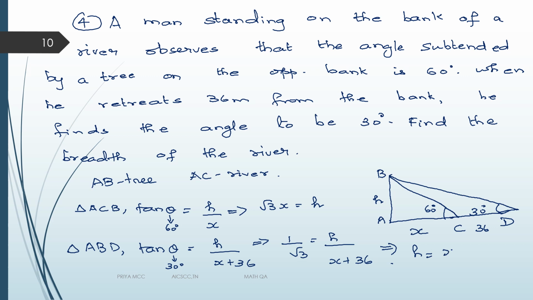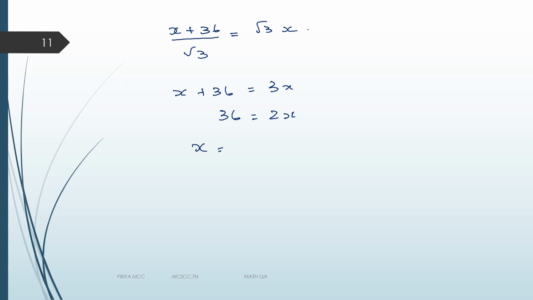h can be written as x plus 36 by root 3, correct? Take it to the numerator. So x plus 36 by root 3 will be root 3 into x. Take the root 3 to the other side. x plus 36 equals 3x. 36 is equal to 2x. x is equal to 18 meters. Right?